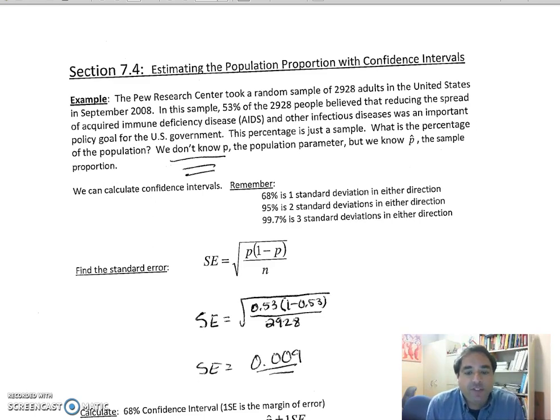So when we calculate confidence intervals, the ones we're used to are 68, 95, 99.7. 68 is one standard deviation in either direction, 95 is two standard deviations in either direction, and 99.7 is three standard deviations in either direction. So step one, find your SE.